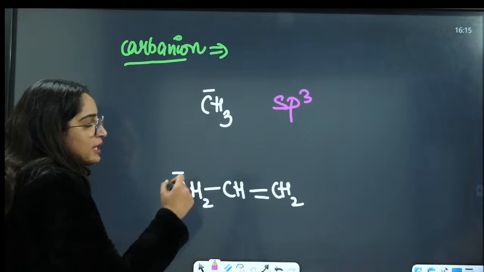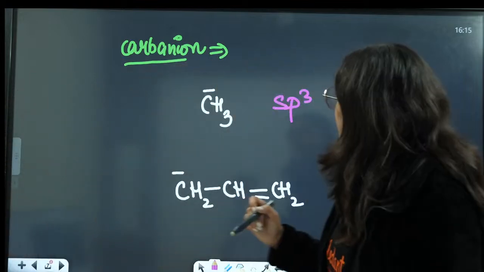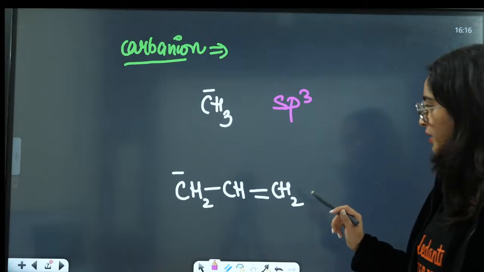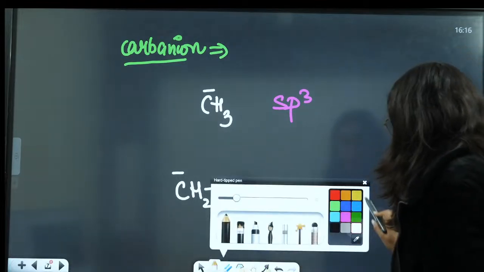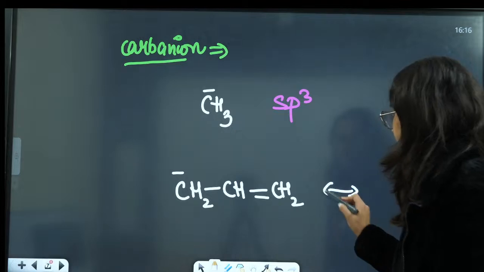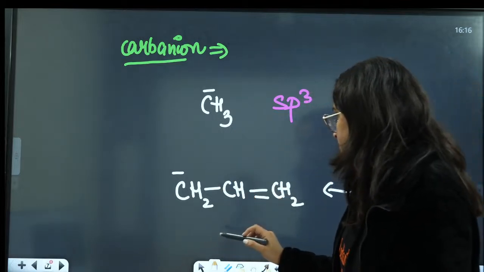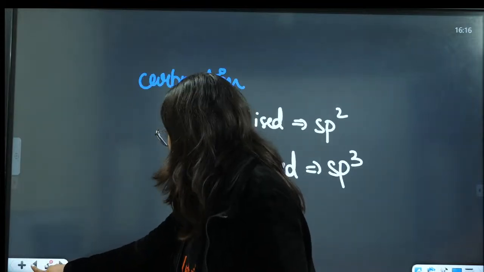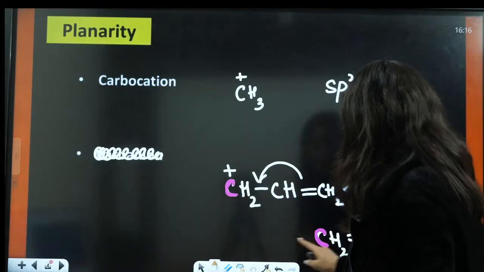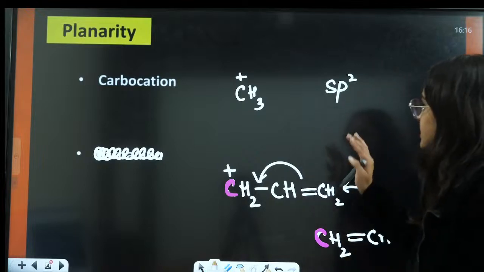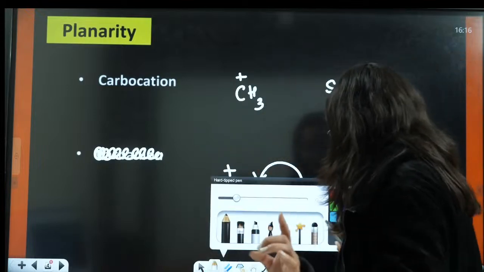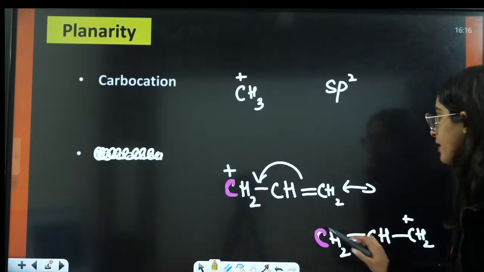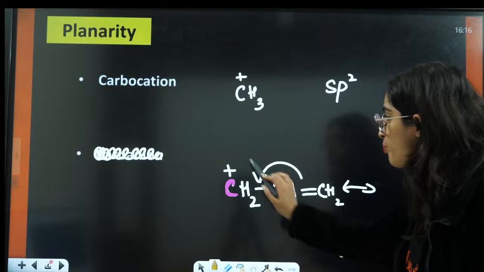And what will be the hybridization here? What will be the hybridization in this form? Just give me a minute. I have written something wrong here. This is 1, 2, 3. Let me mark this correctly and correct this. Okay, so this is CH2 positive.